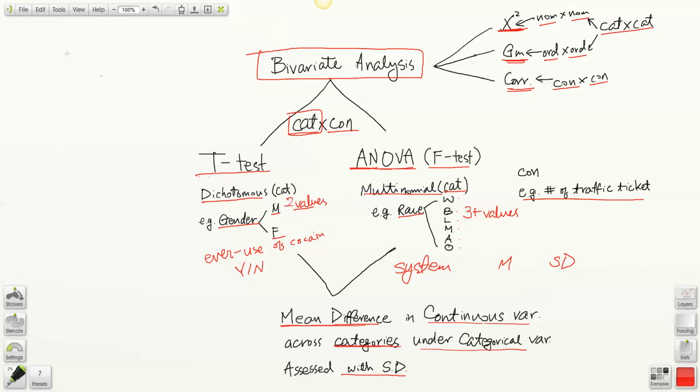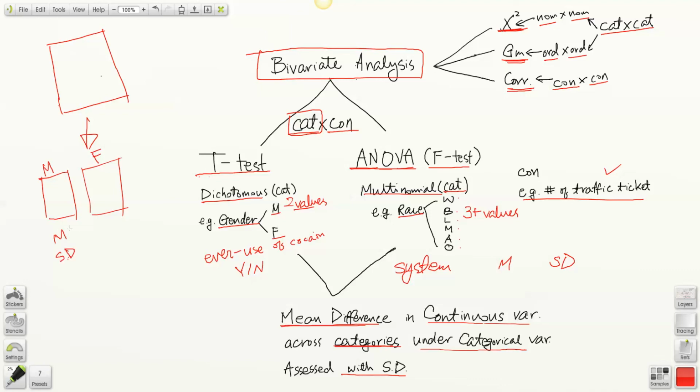A brief description of t-test would go like this. You have a data set, you break it down to the categories under this categorical variable. So if you use gender as an example, then you break it down to a male subsample and a female subsample. So for the male subsample, you can actually calculate the mean number of traffic tickets and its standard deviation.